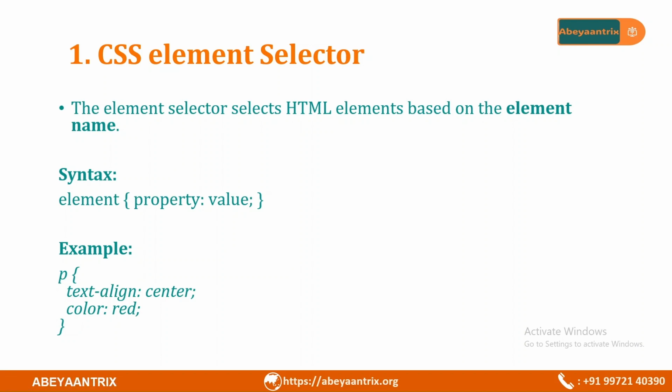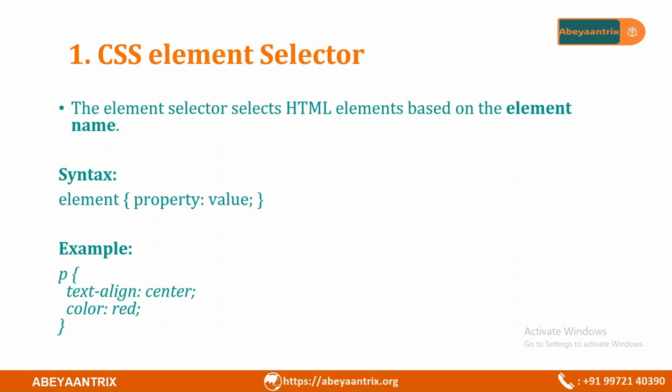This will make all paragraph elements on your page red in color, and center aligned. Whatever text you give in this paragraph will be centrally aligned. Simple but powerful when you want consistency across all elements of the same type. So this is about the element selector.